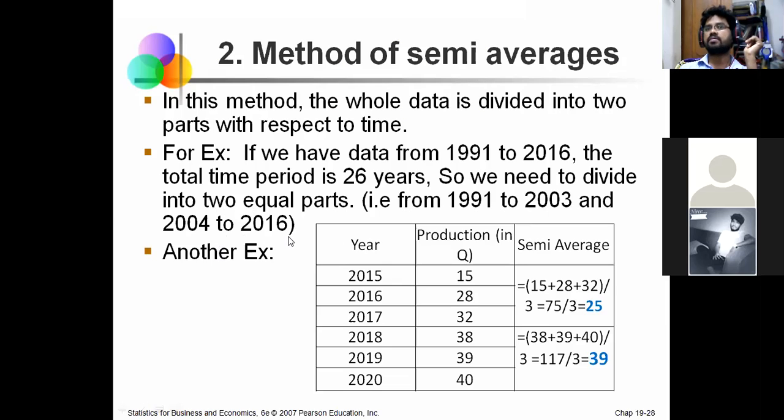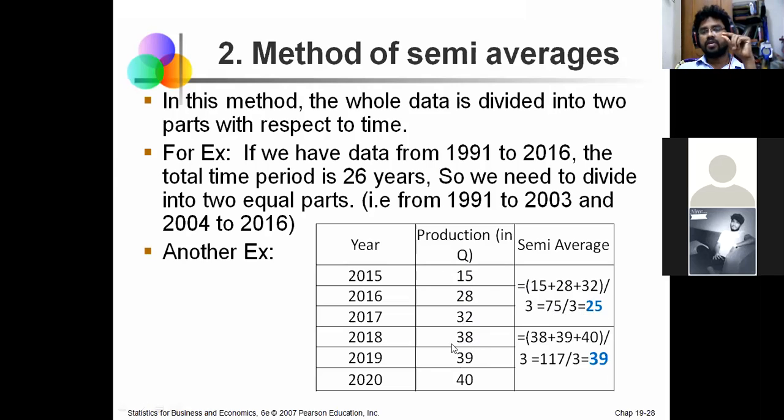That is 13 years. Another example, as we have taken the year and production. See, there are 6 years of data. So when we divide into two equal parts, the 6 years can be divided into two parts: 3 years and 3 years, right? Then after finding the 3 years, we should calculate the average. That is the mean, that is the sum of x by n. Sum of x is nothing but the total value of these 3 divided by 3. That is 15 plus 28 plus 32. How much will you get? 75. 75 by 3, that is 25.